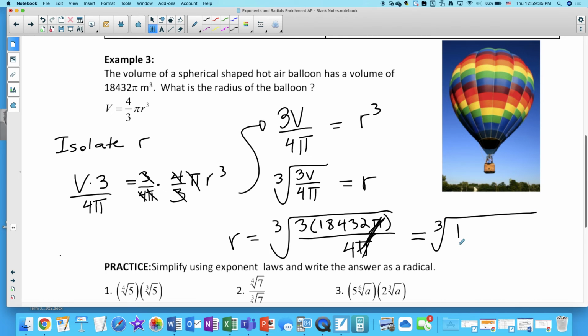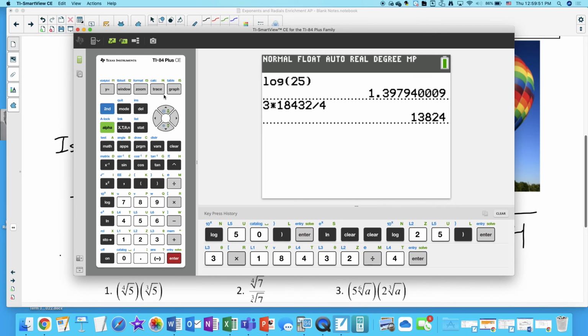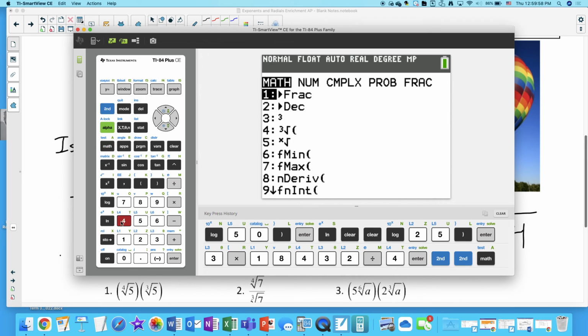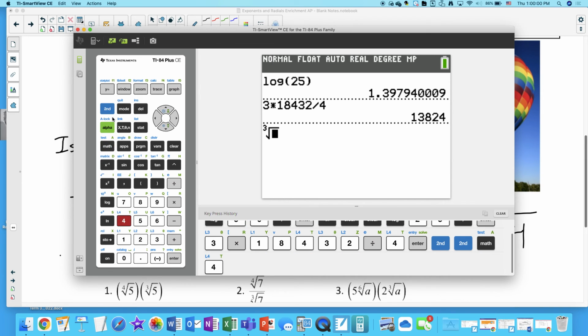I think this is a whole number. I think, let's see. Cube root of that. Cube root of, I don't feel like typing that out again, by the way, so I'm going to use my answer button, which is right here. The cube root of the answer, 24.